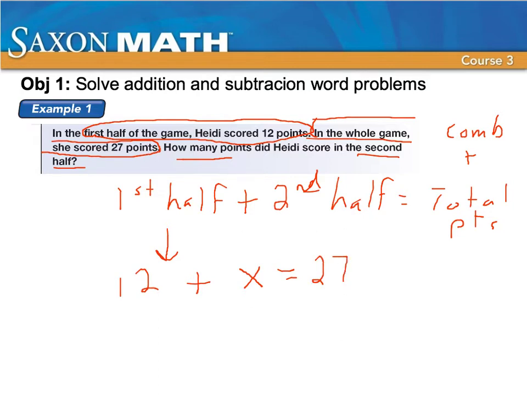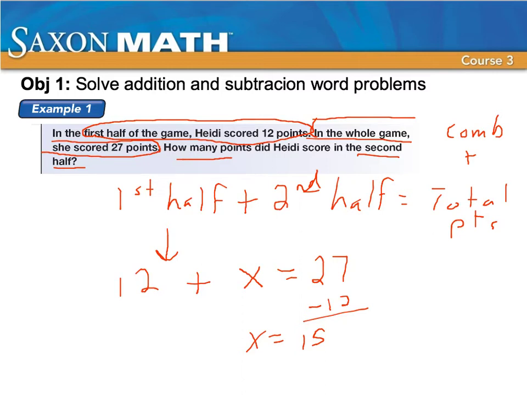Okay, now we need to solve this. You can solve this for x, figure out what x is by doing this in your head. Some of you can figure out 12 plus what number equals 27. Okay, another way you can do this is to take 27 minus 12 and we get 15. Okay? So what I don't know is 15. We'll go back up to my problem. What's it asking me to find out? It says, how many points did Heidi score in the second half?